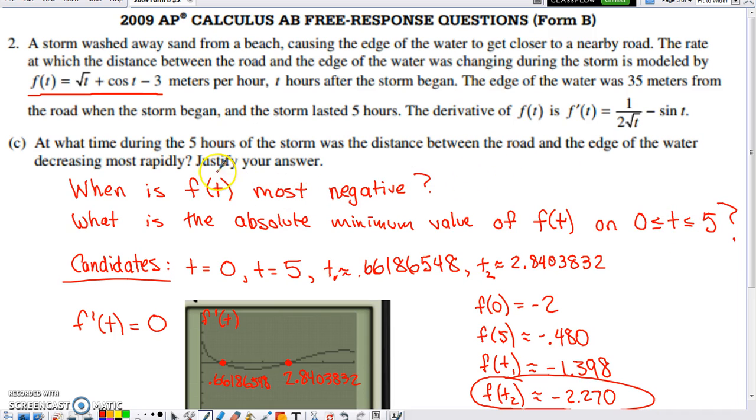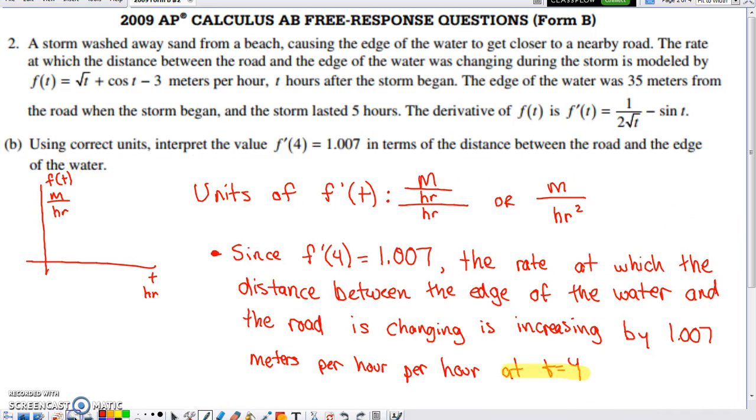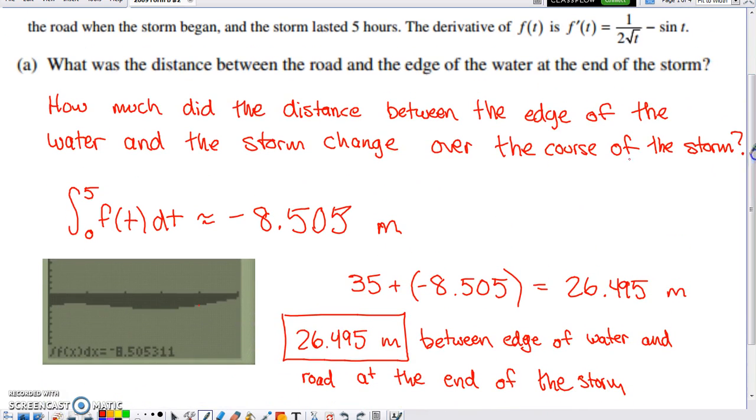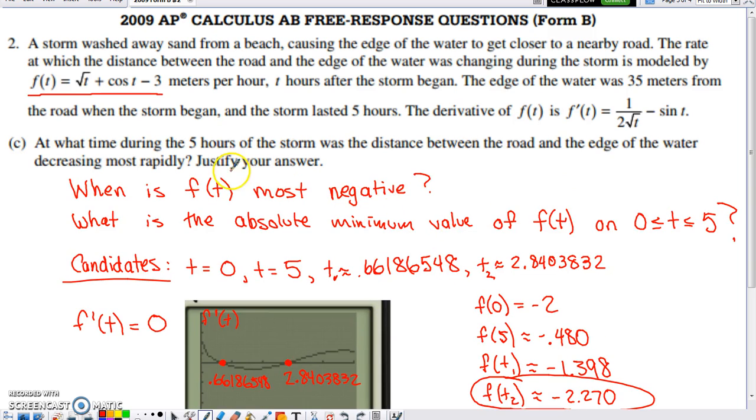And so it does say to justify the answer here. If you think about what I did back in part A, here was my graph of f of t. And so I could try to look at this graph and say, well, it seems like it's most negative somewhere in here, right? Somewhere on this stretch of the graph, it seems like that's when f of t is most negative, and hence when the distance between the edge of the water and the road is decreasing most rapidly. But the justify your answer piece here isn't going to allow you to just use a point from a graph to fill the justification requirement.